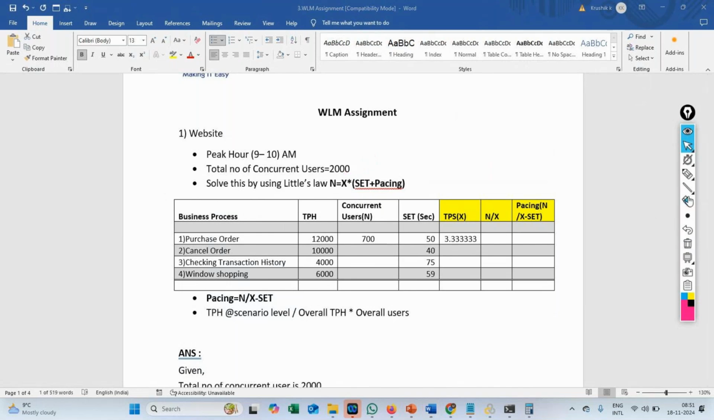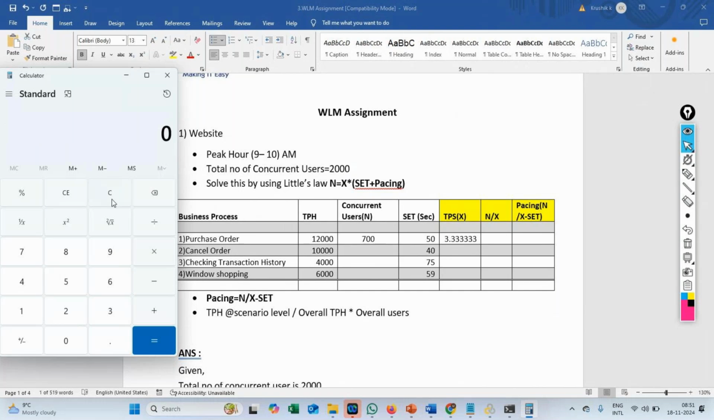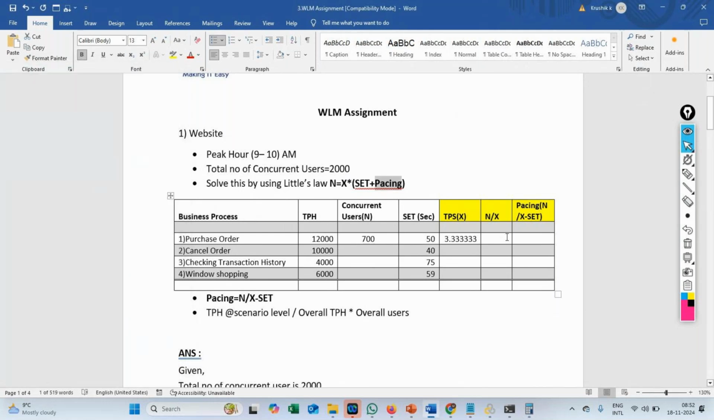You can. So the next simple step is, bring that x value to the other side. So it becomes n by x. Okay, what is n for purchase order? I'll again open the calculator. N is 700. 700 divided by x, 3.333, so you're getting 210. So n by x is nothing but 210.